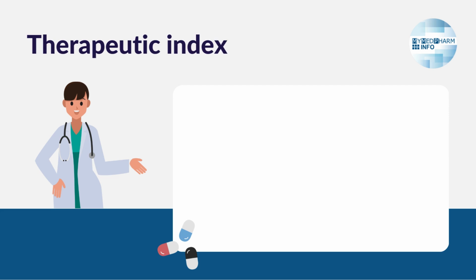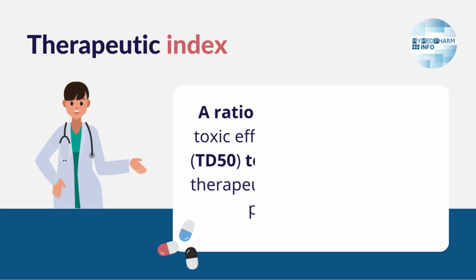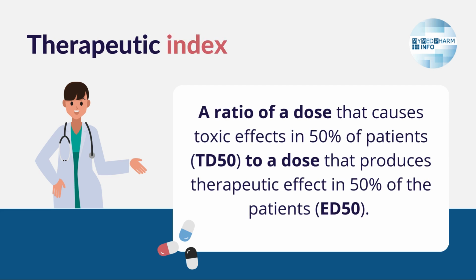Now to the therapeutic index. It is a ratio of a dose that causes toxic effects in 50% of patients, the so-called TD50 dose, to a dose that produces therapeutic effect in 50% of the population, the so-called ED50 dose. The higher the therapeutic index, the safer the drug product. A term therapeutic ratio can be used instead of therapeutic index.